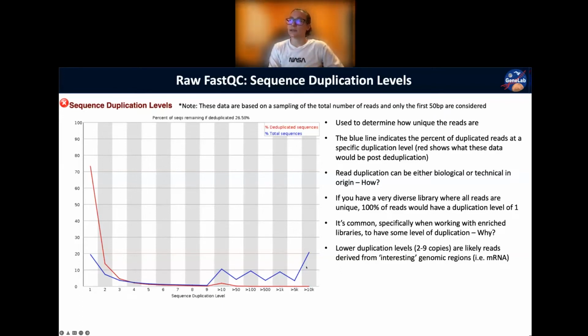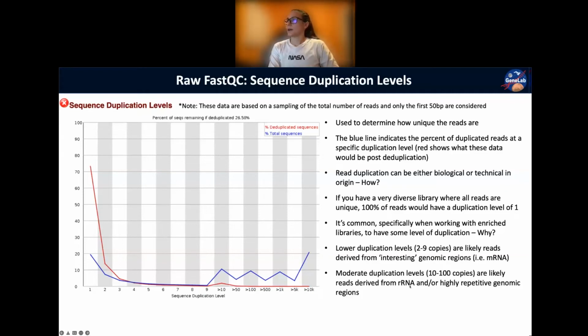And so we see some peaks here towards the end. We see that roughly 10% of the reads that were sampled have 10 copies or more. And then it kind of goes on like that. So where these peaks are for the number of copies of your sequence tells you a little bit about where those came from. Lower duplication levels in the 2 to 9 range could be reads derived from interesting genomic regions like mRNA. So that might account for some of your true biological duplicates that we were talking about.